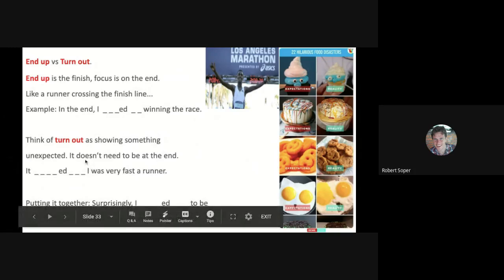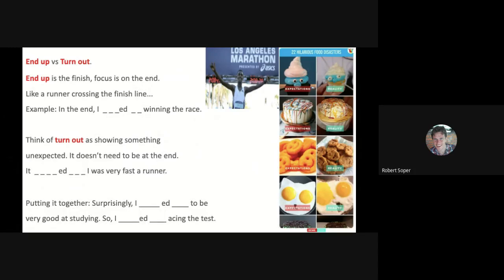Okay, so putting them together, look at this last example. Here we've got a gap fill. So can you figure out which of these verbs to put in each gap? Surprisingly, I blank blank to be very good at studying. So I blank blank acing the test. Keep in mind that the ed is just to talk about the past because each of these verbs here are being used in the past. Pause the video and see if you can get that one correct.